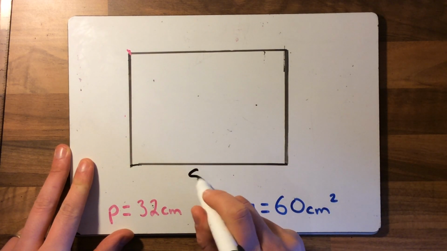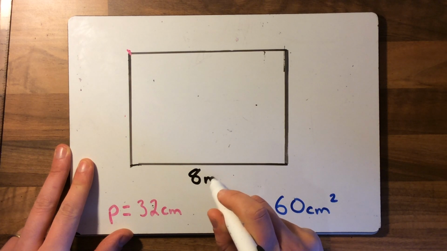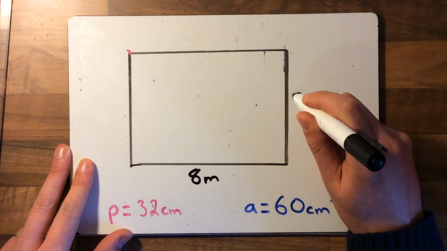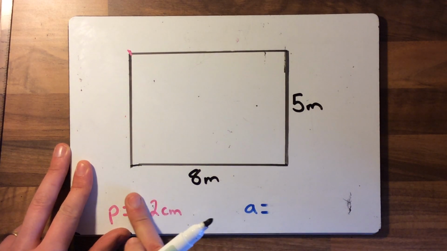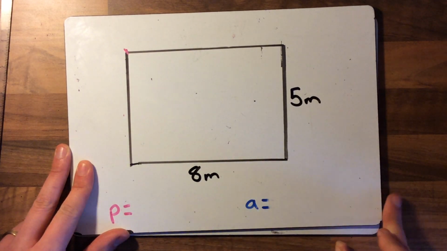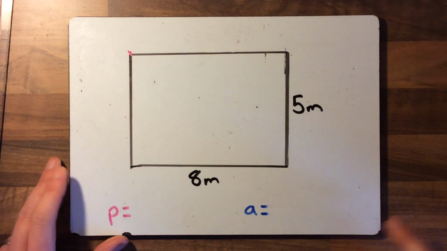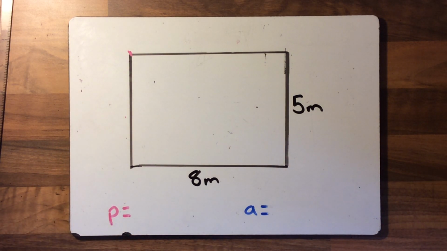So if I make this one, let's make it metres this time, if I make that 8 metres and I make this one 5 metres, could you work out for me what the perimeter is? Remember the distance around the edge, so you'll need to find these missing sides, and the area. So you might want to pause the video there, Year 6, whilst you calculate this, and then I'll tell you how it should have been done in a minute.